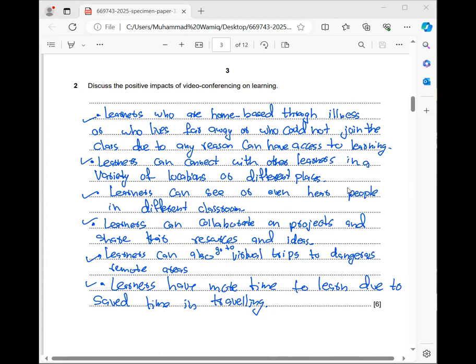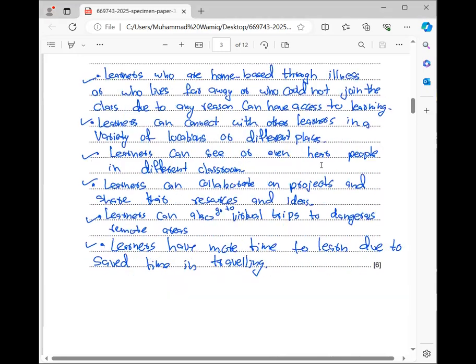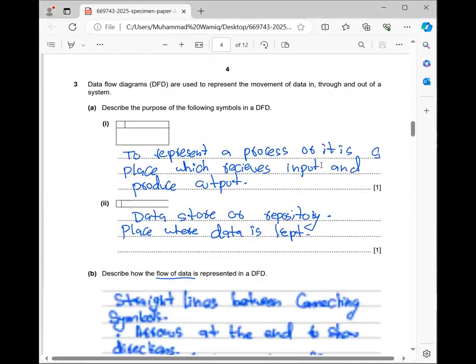All of this can be done virtually, and when we will be working with the online video conferencing, that is going to save their time. So they can invest that time into other activities as well. You need to write here 6 marks.